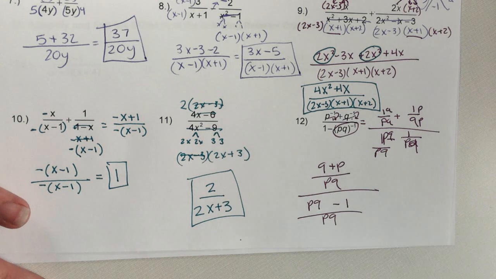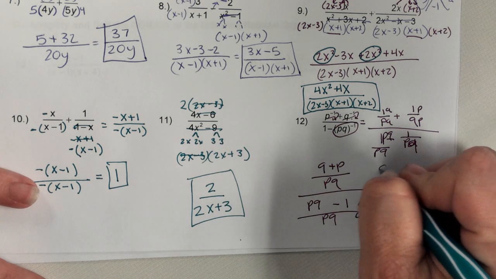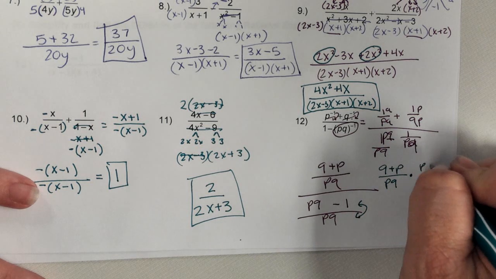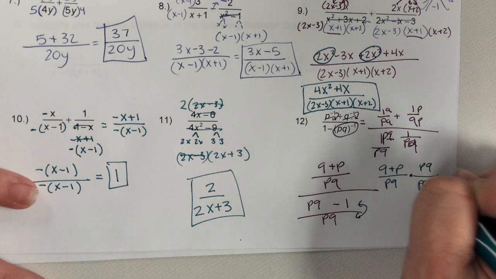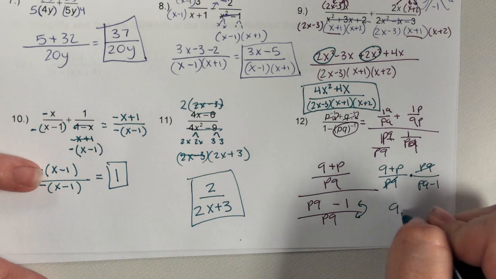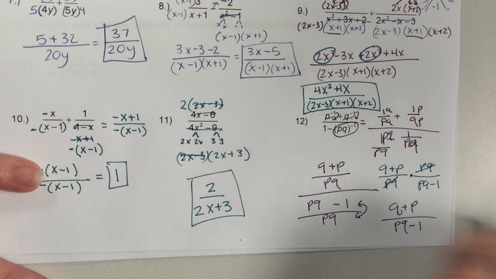So when I rewrite it, remember you flip the denominator, so you get q plus p over pq times pq over pq minus 1. The pq's cancel, and that's your answer. q plus p over pq minus 1.